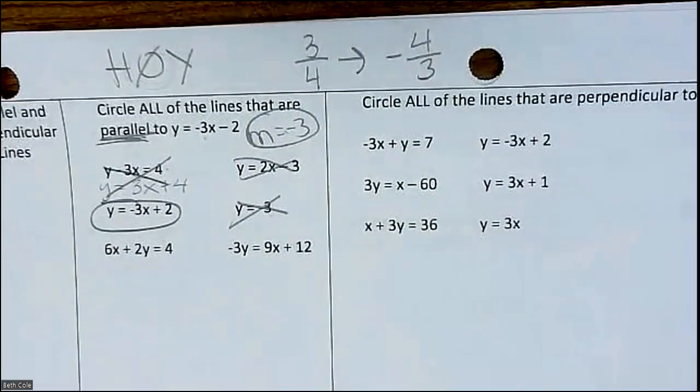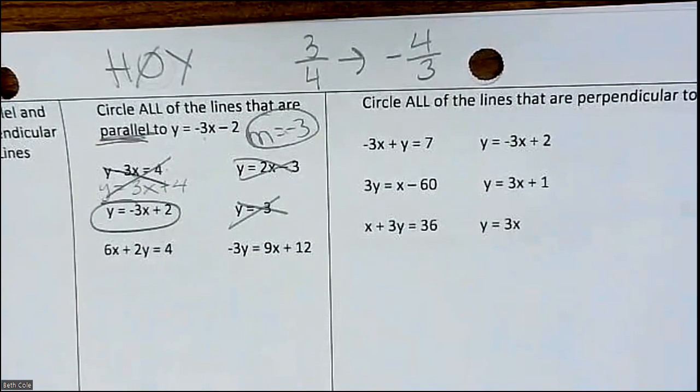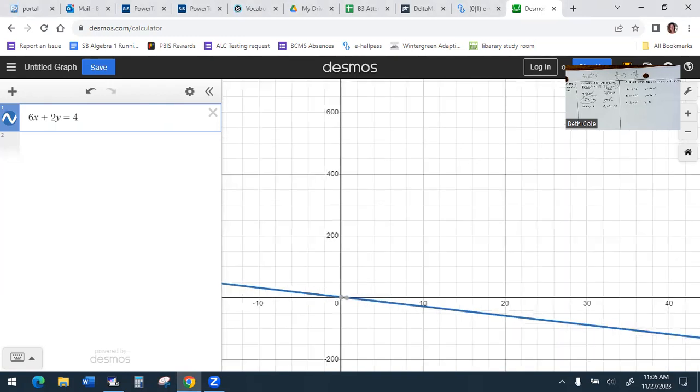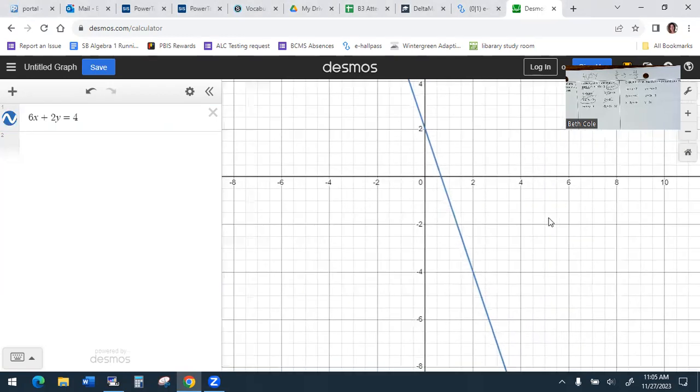And again, you could type them into Desmos, like I'm going to do with these last two. So can you guys please just watch? I'm going to type that one in. It's 6x plus 2y equals 4. Let me hit home to put that back to normal. Does that look like a slope of -3? Down 3/1. Do you see that there? Are you guys with me?